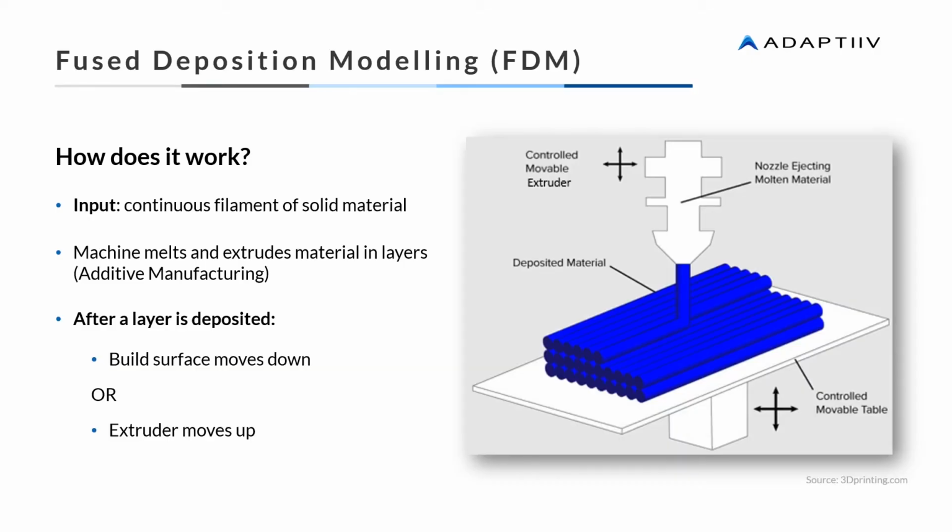So how does FDM printing work? Well, it involves a spool of solid material called filament. When this filament is heated up, the extruder places the melted filament down and builds each part one layer at a time from the ground up.